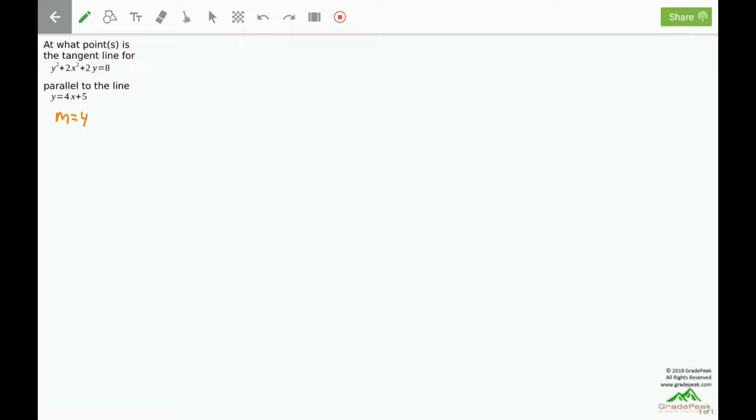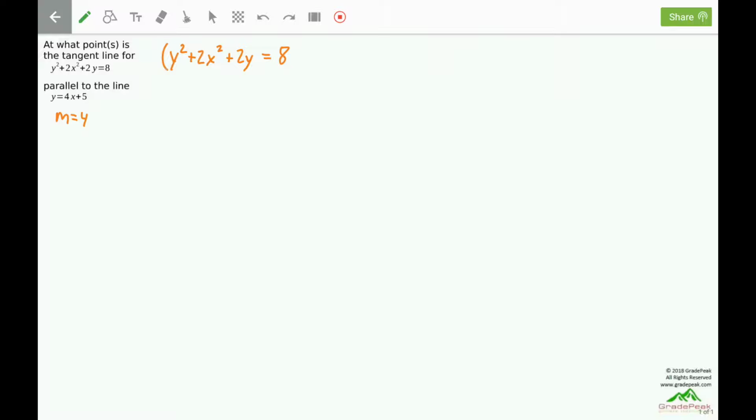Parallel lines have the same slope. We want our tangent line to the equation to be parallel to the other line, and therefore we want our tangent line slope to be 4. The slope of the tangent line is the derivative. So the first thing to do is find the derivative of the equation y squared plus 2x squared plus 2y equals 8. We have an implicit equation here.